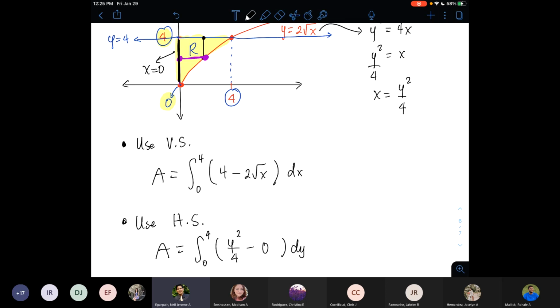And then if you are patient enough to calculate these two integrals, they will both give you 16 over 3. So it shows us that it doesn't matter what type of strip you use, you will end up with the same answer. Both of them are not that difficult at all, though the one using horizontal strips might look a little bit easier to the eyes insofar as integration is concerned, because it's just a polynomial. Here you have a square root function, but integrating it is not a big deal either. So if you're given the choice, you can choose which one is more convenient to you.